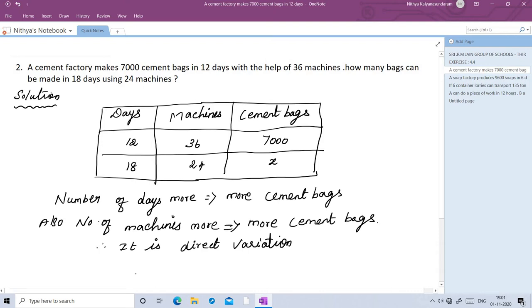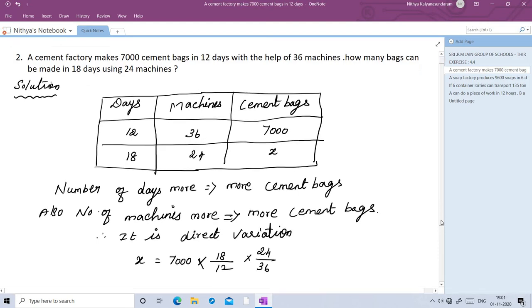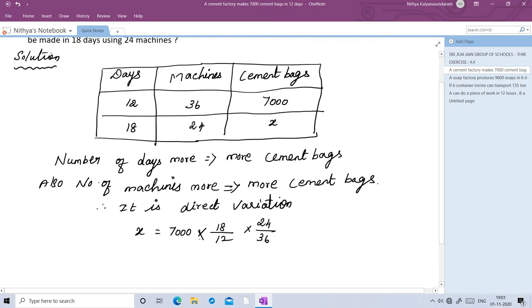So it's reverse order. X is equal to 7,000 multiplied by 18 by 12 into 24 by 36. It's reverse order. 18 by 12, then 24 by 36. 12 table, 18 table, 2 we can cancel. So X is equal to 7,000.